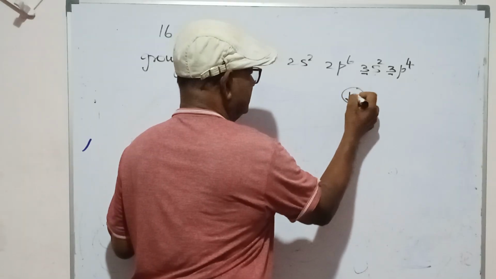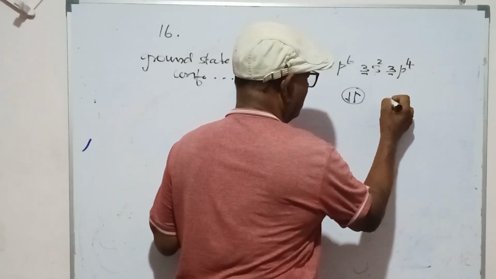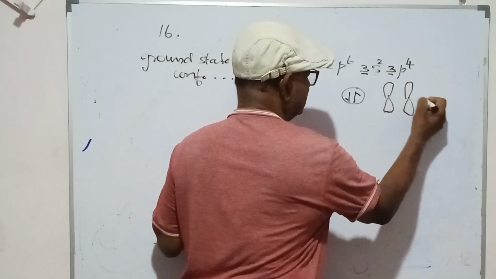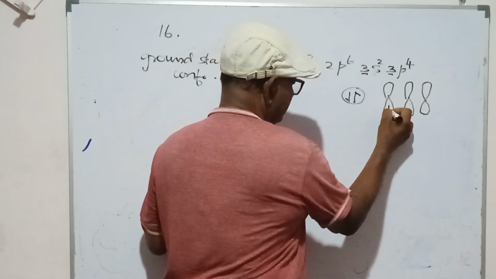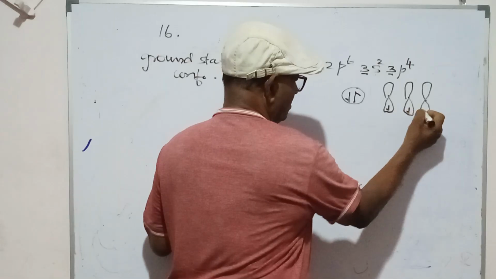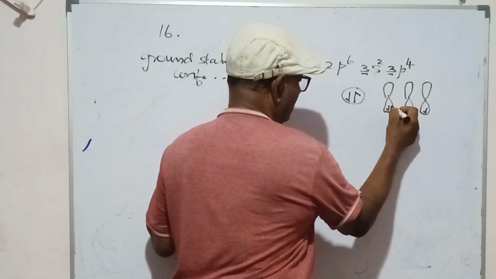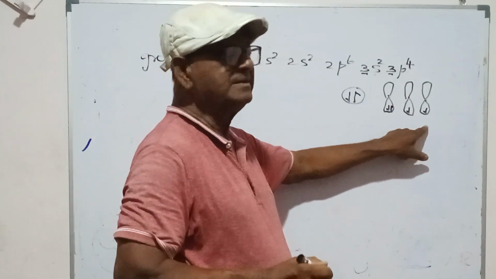3s2 is filled with 2 electrons. 3p4: these are the 3 orbitals, dumbbell shape. 1, 2, 3, 4. Out of the 3p orbitals, 1 gets filled.